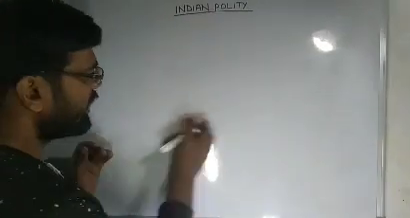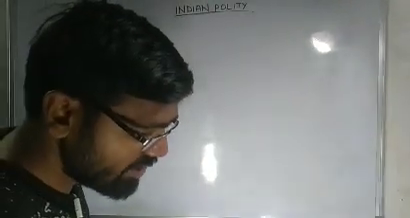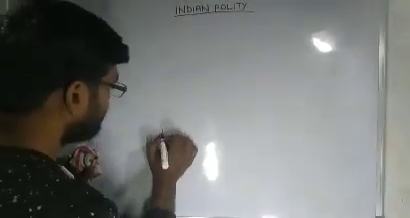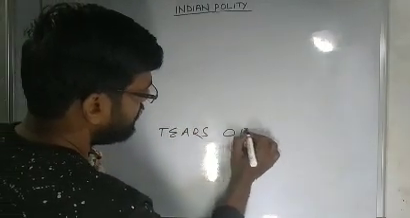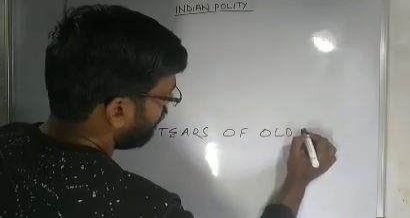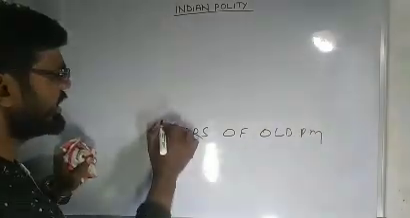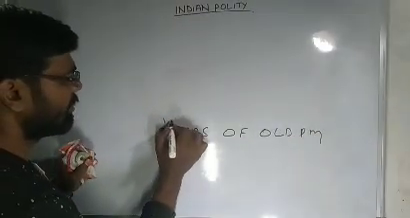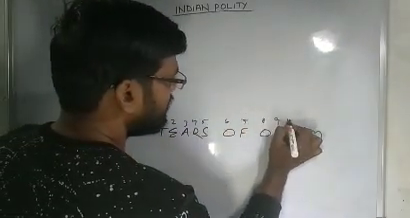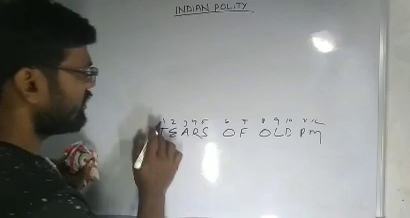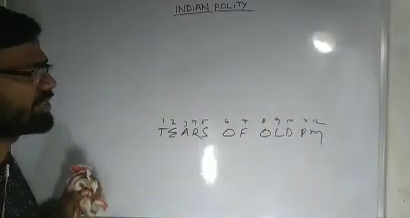I have a formula to remember all the schedules. That formula is: tiers of old PM. Let's remember the numbering: 5, 6, 7, 8, 9, 10. So first, there are 12 schedules in the Indian Constitution.